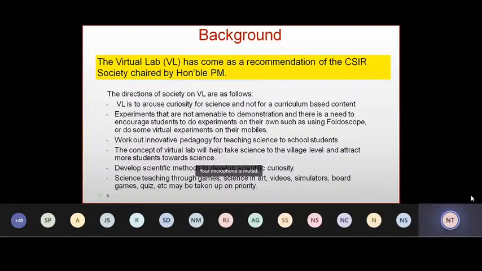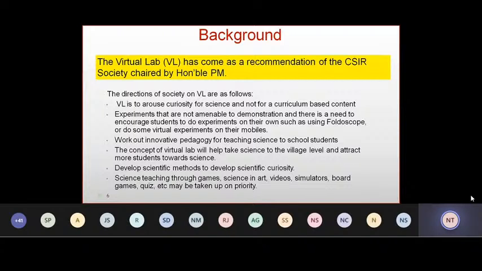So this idea came up when the recommendation was made in our meeting by the Honorable Prime Minister. The recommendation came that CSIR must think for the students and for the teachers of this country. So therefore, we took this initiative. We took this effort. We are taking this effort. We have not started fully. We have just started taking this effort.